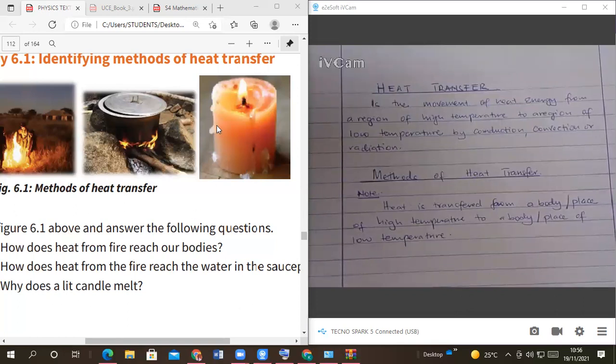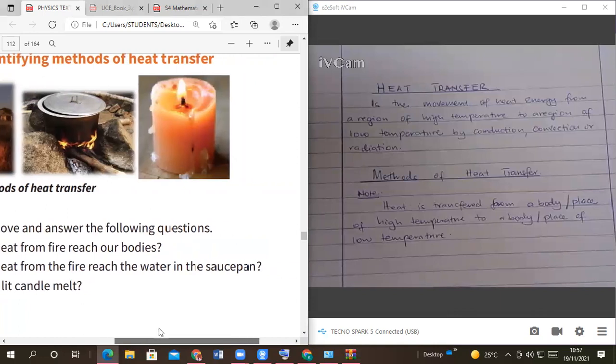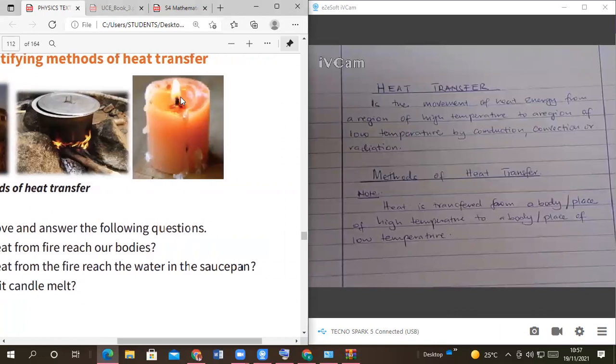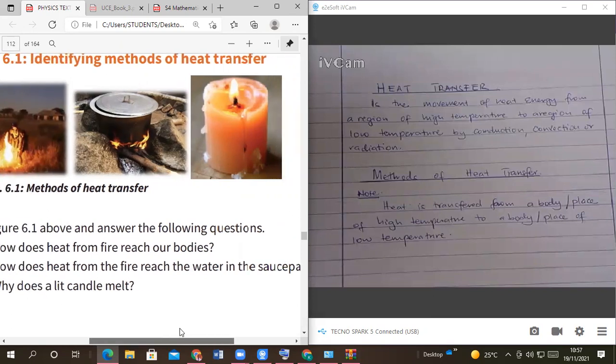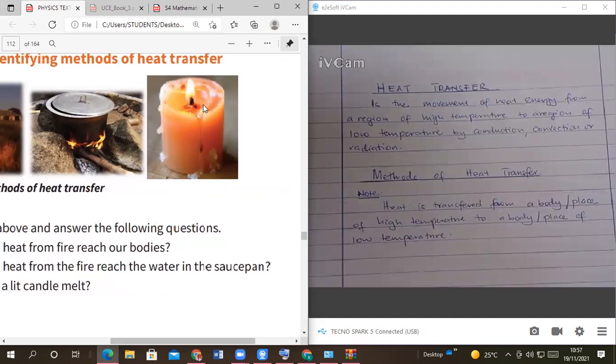All right, so let us go to image number 3. What do you think is happening? What is here in image number 3? A candle burning. Yes, Pav. A candle is burning. It is lit and it is burning, isn't it? Why do you think this candle is melting?